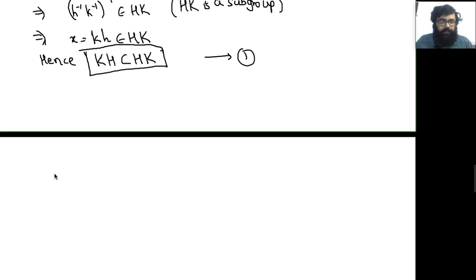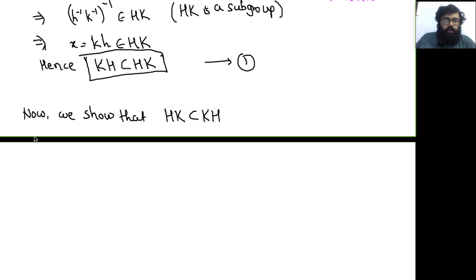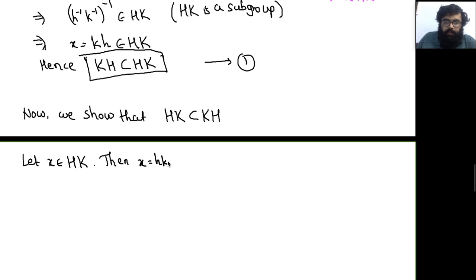So now the second one. What remains to show is that HK is a subset of KH. As usual, we start with an element in HK. So let x belong to HK. Then how can we write x? x is of the form an element of H times an element of K, where x equals hk, where h is in H and k is in K. Right? So this is how x is.